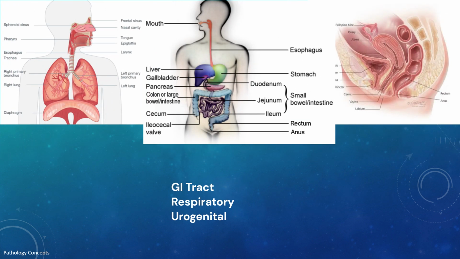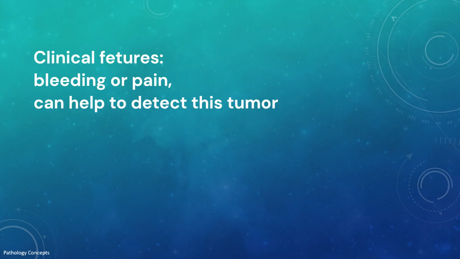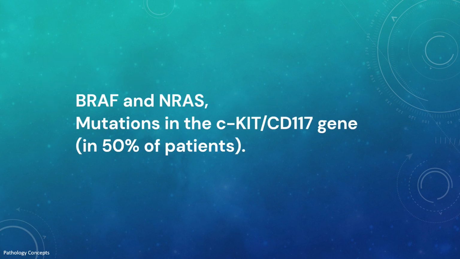Mucosal melanoma is a rare and aggressive subtype accounting for 0.8 to 3.7% of all melanomas. Mucosal melanoma occurs in the gastrointestinal, respiratory and urogenital mucosa. Clinical manifestations such as bleeding or pain can help to detect this tumor. Mutational landscape of this tumor includes mutations of BRAF and NRAS and also mutations in c-KIT and CD117 gene.